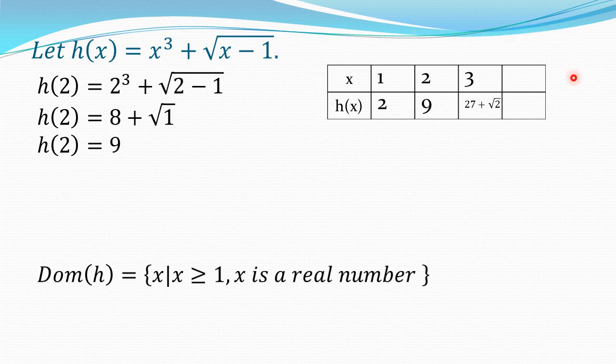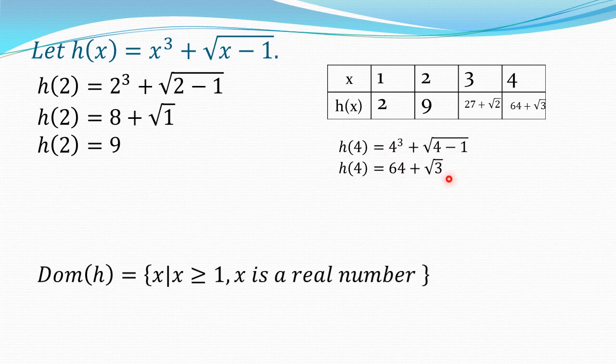So then finally, what happens if x was equal to 4? So let's evaluate h of 4, which is just equal to 4 cubed plus the square root of 4 minus 1. 4 cubed becomes 64, 4 minus 1 becomes 3. And there's nothing more we can do about this, so that's why we put it in here, 64 plus square root of 3. Now that we have finished this table, what can you observe?